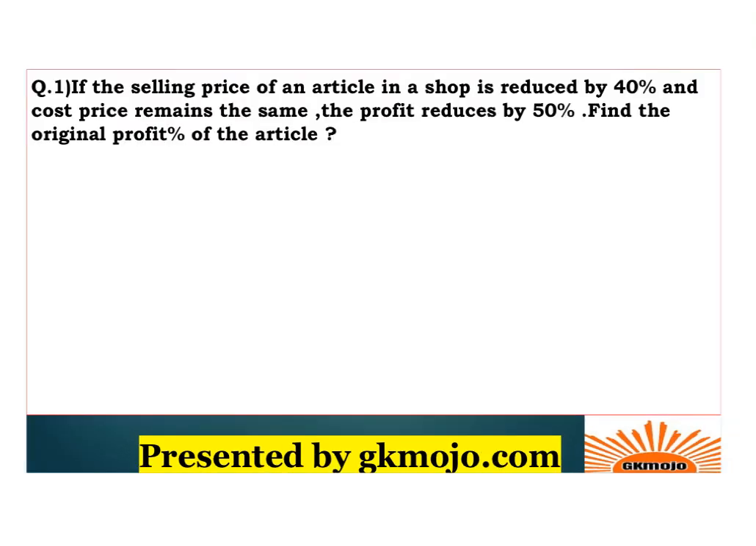Let us have a look at this question. If the selling price of an article in a shop is reduced by 40% and the cost price remains the same, the profit reduces by 50%. Find the original profit percentage of the article. Basically, what you should do over here is let SP be X and CP be Y. So we'll assume SP equal to X, CP equal to Y.